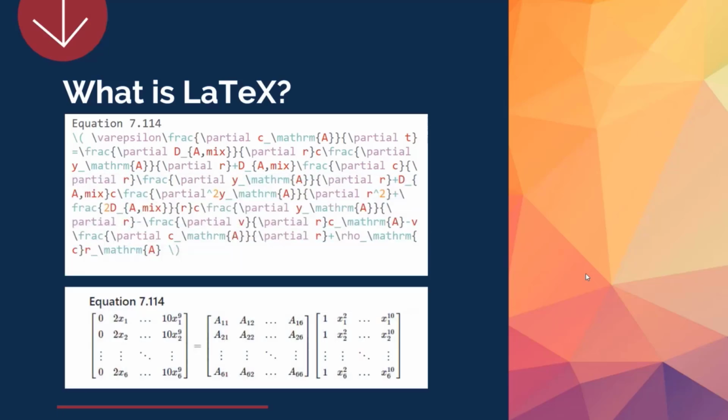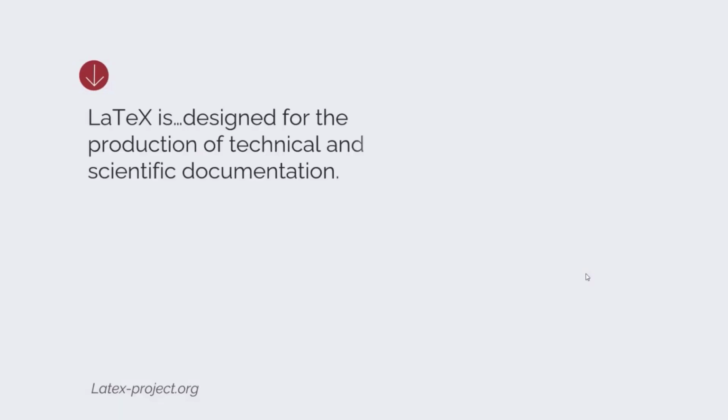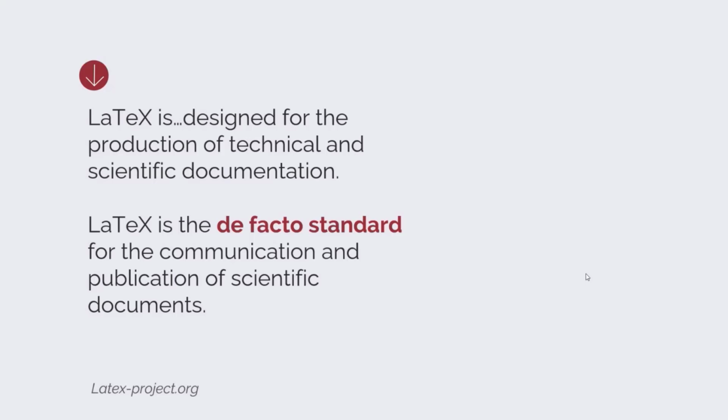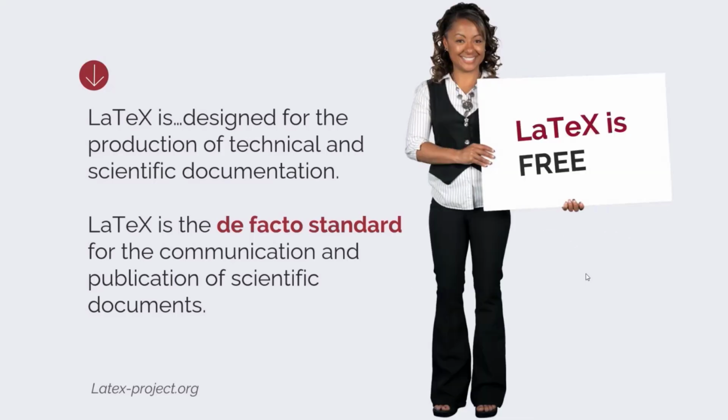Well, LaTeX is the art of taking some mathematical notation and converting it into code, and vice versa. We can see here from the CHME course a matrix, and that is represented in a logical order by a string of code. LaTeX is designed for the production of technical and scientific documentation. It's free, and it's the de facto standard for the communication and publication of scientific documents. It's what you go to if you want to try to express this stuff online. So how does it work?